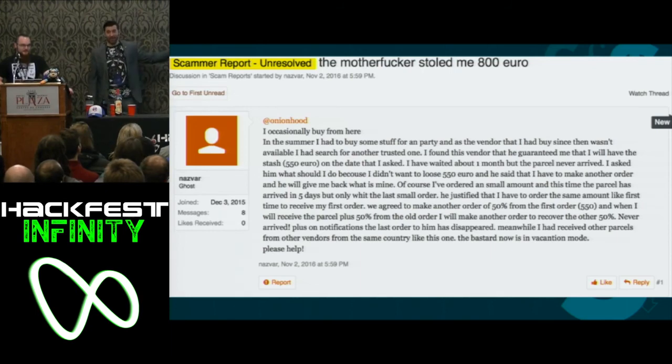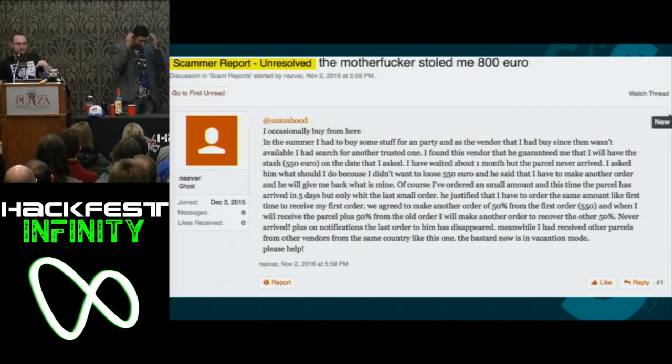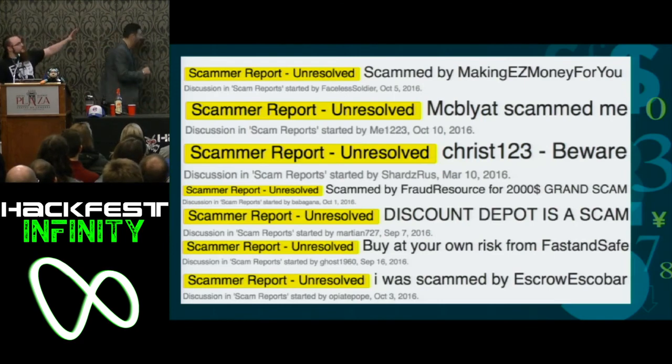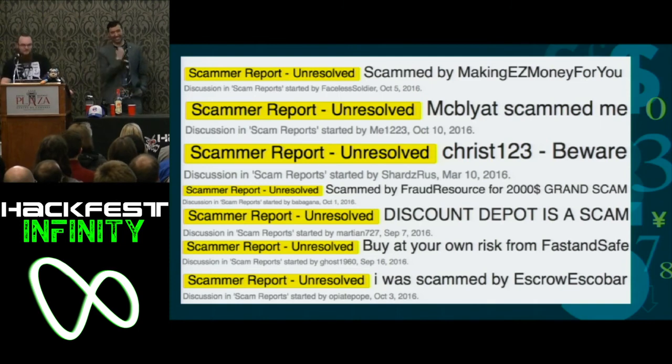This is super common. Most of the criminals of the dark web are idiots. Yeah. So, it's not just the things that they're selling that should be a red flag that it might be a scam. The names of the people selling these should be red flags. Making easy money for you. Christ123, why are you invoking the Christian savior in your darknet selling? I don't know. Yeah, like fraud resource, Discount Depot, fast and safe. If you have to say fast and safe in your vendor name, 100% stealth.